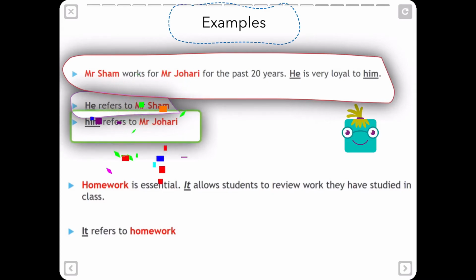And "him" refers to Mr. Johari. He is very loyal to him. To whom is he very loyal? To Mr. Johari. So "him" refers to Mr. Johari.